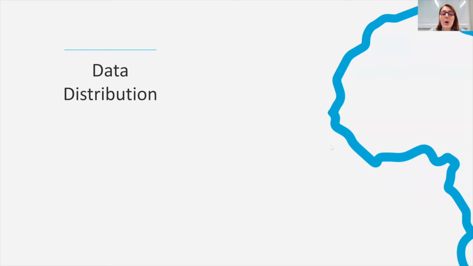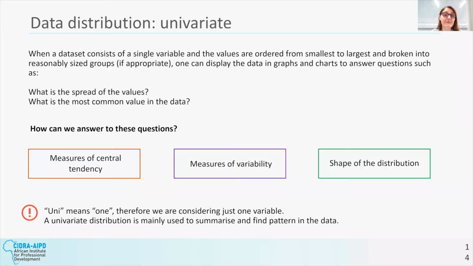Okay, so now we can move forward to the second part of our lecture and talk more in depth about the concept of data distribution. Then we are going to see some groups of measures which are really helpful when we want to describe our data. First of all, what do we exactly mean when we talk of univariate data distribution? Well, uni comes from one. This means that the distribution concerns a single variable. A univariate data distribution is helpful to summarize our data and also to represent them graphically.